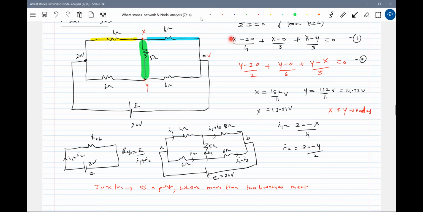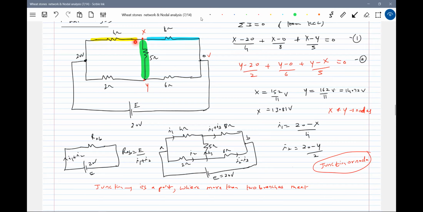If you want, you can write Vx. I'm directly writing what is the potential at this junction? X. What is the potential of this junction? Y. Junction or node, both are the same. So what is the potential at this node? Let it be X. At node Y, let it be Y.